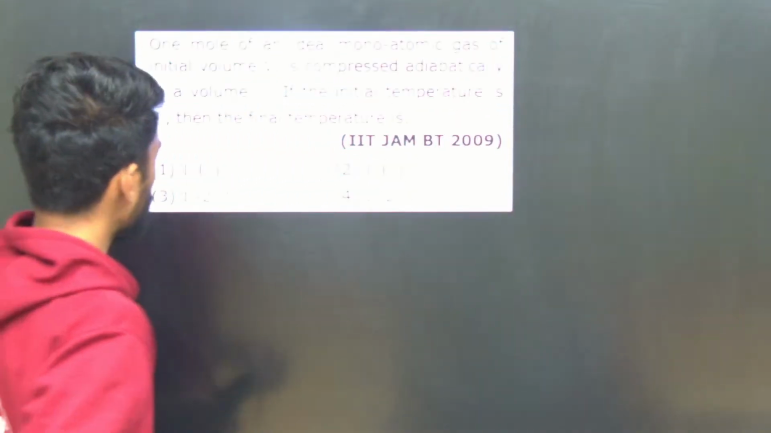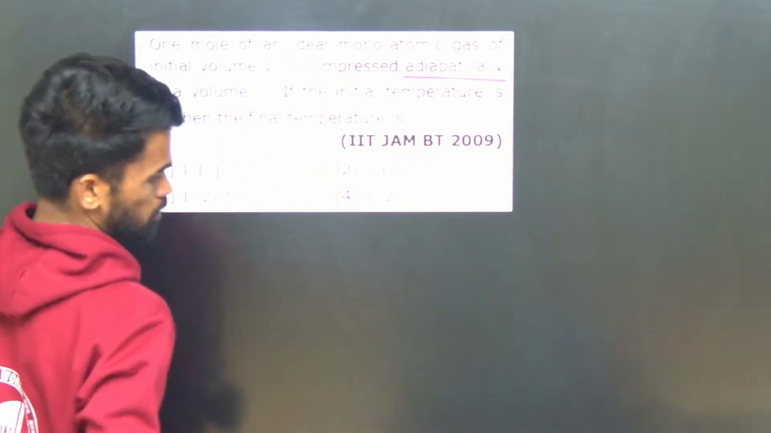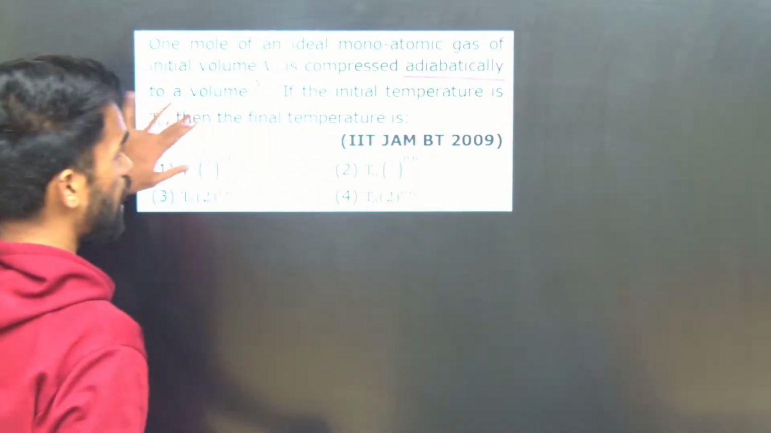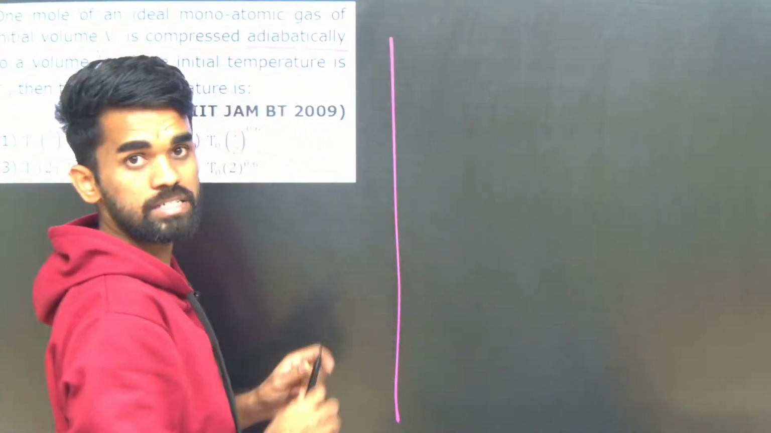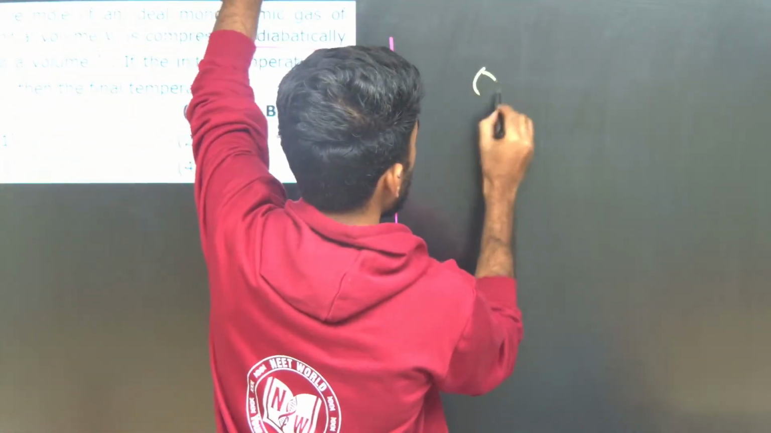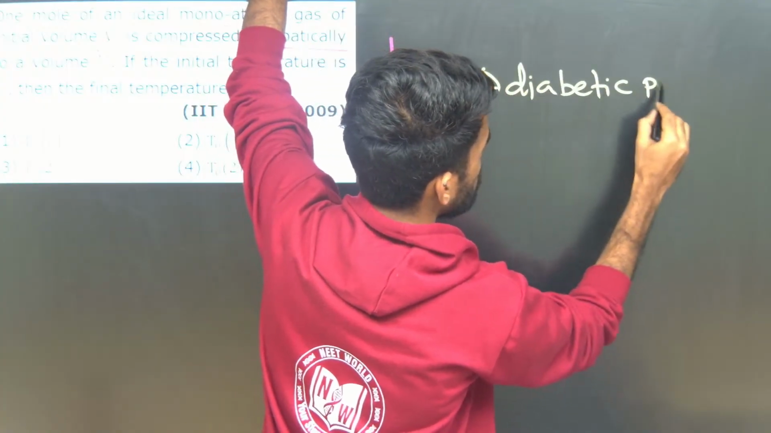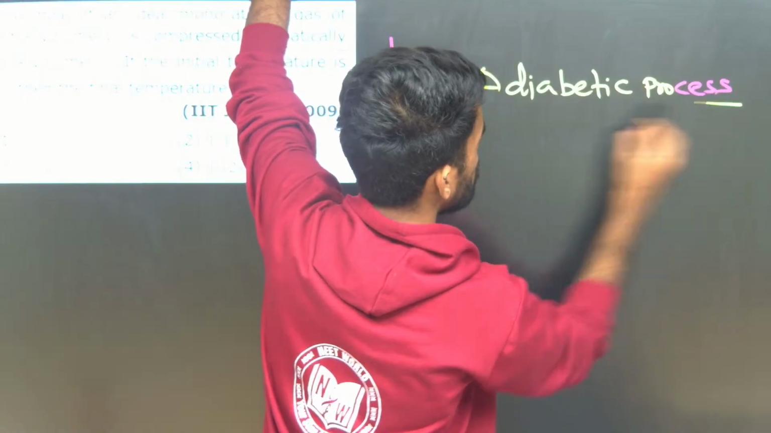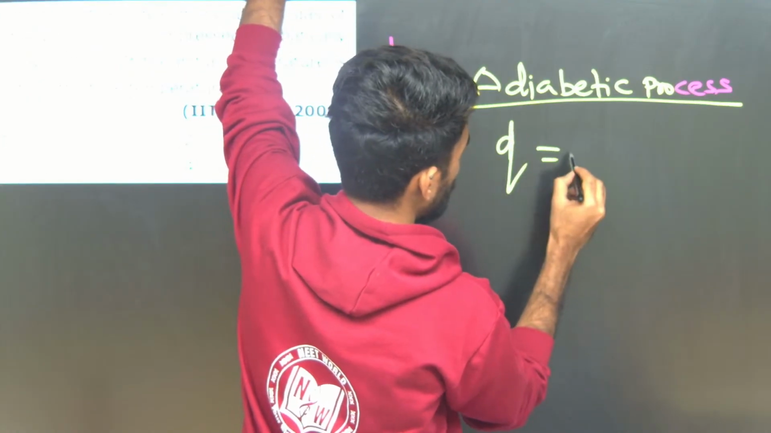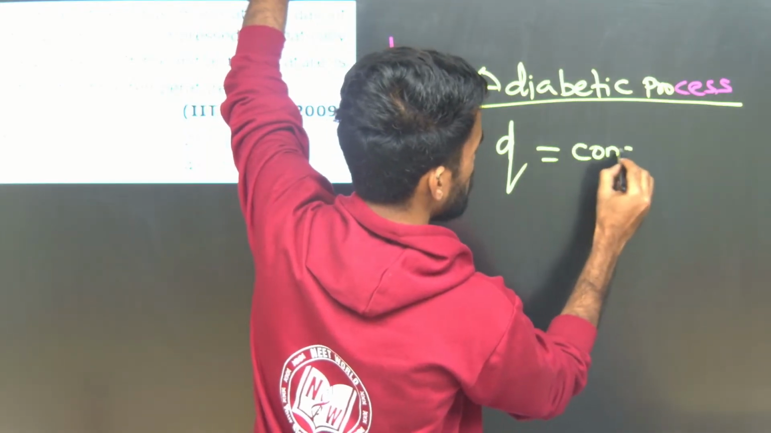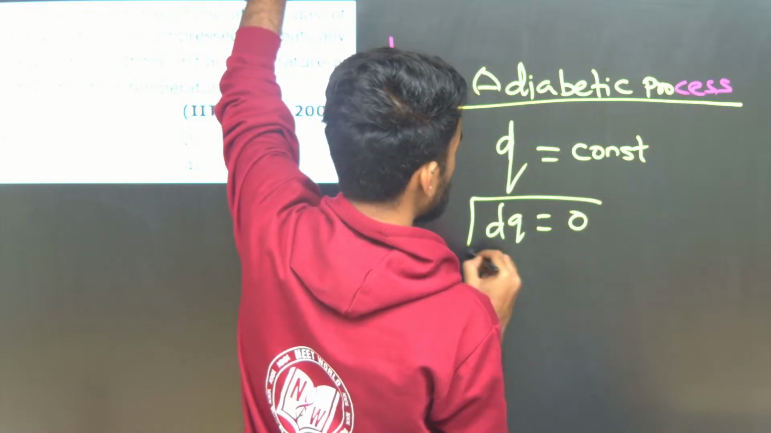It's very simple. They are saying adiabatic process. So what is this adiabatic process? First of all, these are the conditions you need to know in order to answer this question. When I am saying adiabatic process, the Q, the amount of heat exchanged, remains constant, I mean no exchange of heat, therefore dQ, the change in heat, will be 0.